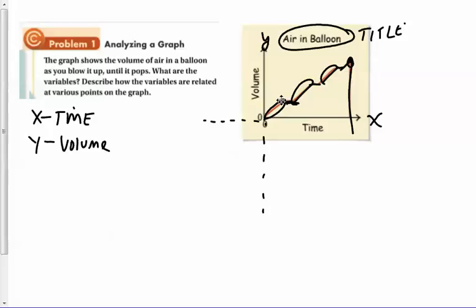So the variables are volume and time. The volume increases as you blow, and then it stays constant, which means that you took a pause to make a breath. When the balloon pops in the middle of the fourth blow, the volume decreases to 0. So does that make sense? So that's how we describe those various points on the graph. You have a problem that's very similar to this kind of stuff. Try to do that, and let's meet back here in a minute.